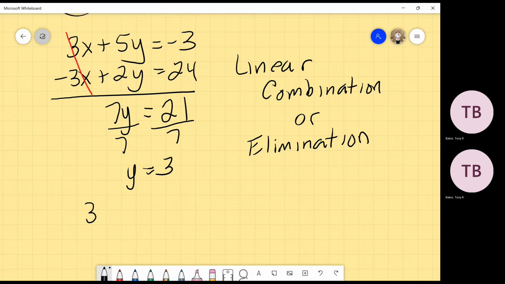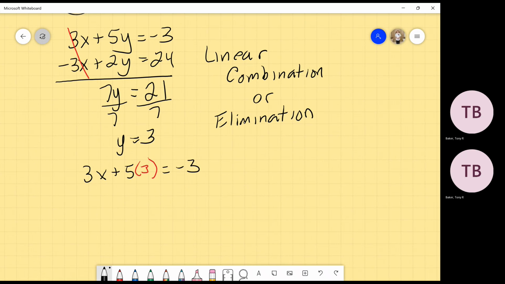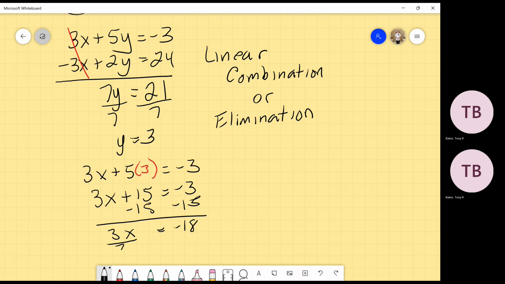So I have 3x plus 5 times 3 equals negative 3. So I have 3x plus 15 equals negative 3. Minus the 15, so 3x equals negative 18. Divided by 3, so x is negative 6.